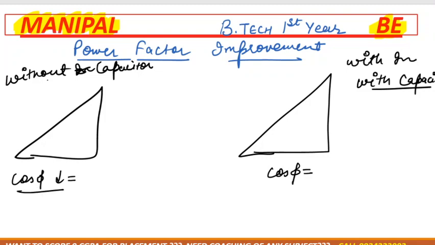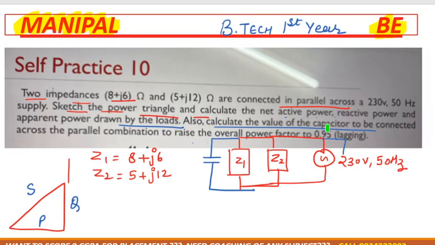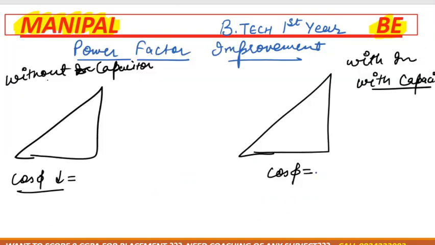Now for this case, without capacitor we need to calculate cos phi. With capacitor cos phi they have already given, that if they have added the capacitor, then the power factor is 0.95 lagging. One thing: without capacitor and with capacitor, P is always the same, because a capacitor and inductor don't change the active power. So this P1 must be equal to P2 always, and we'll always use P1.